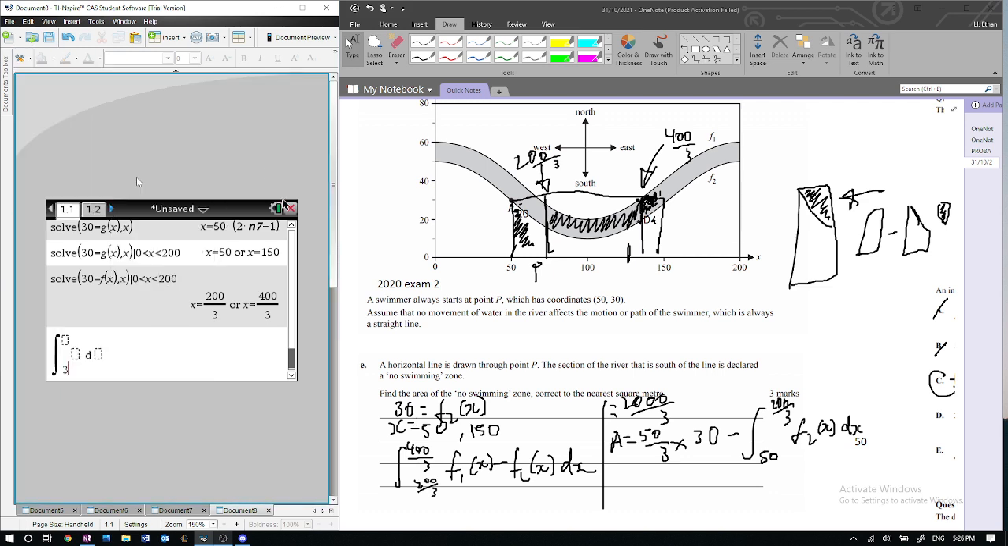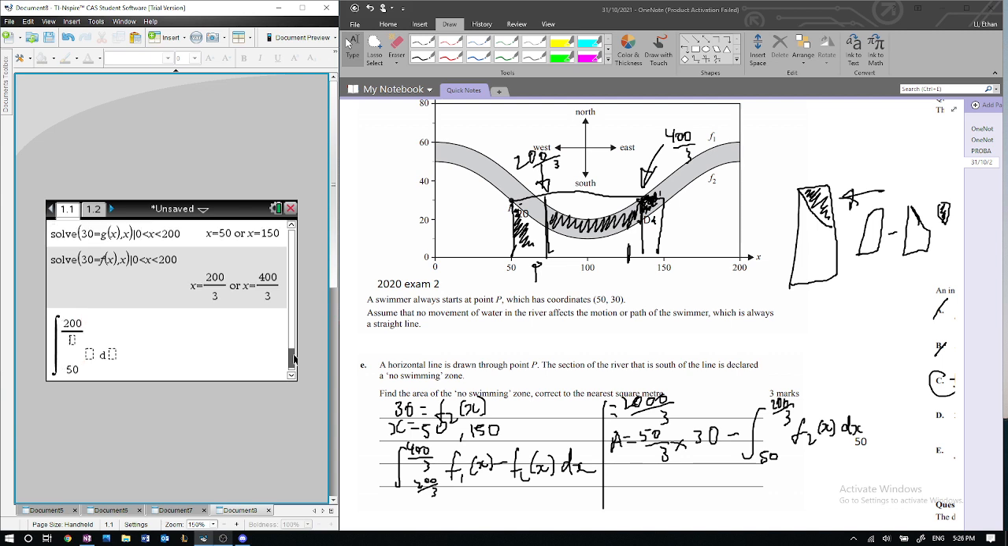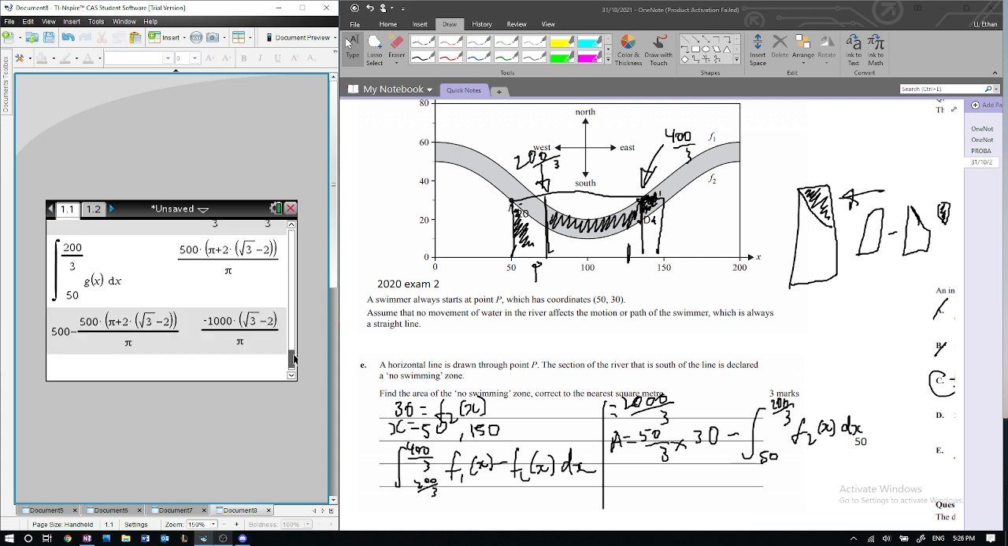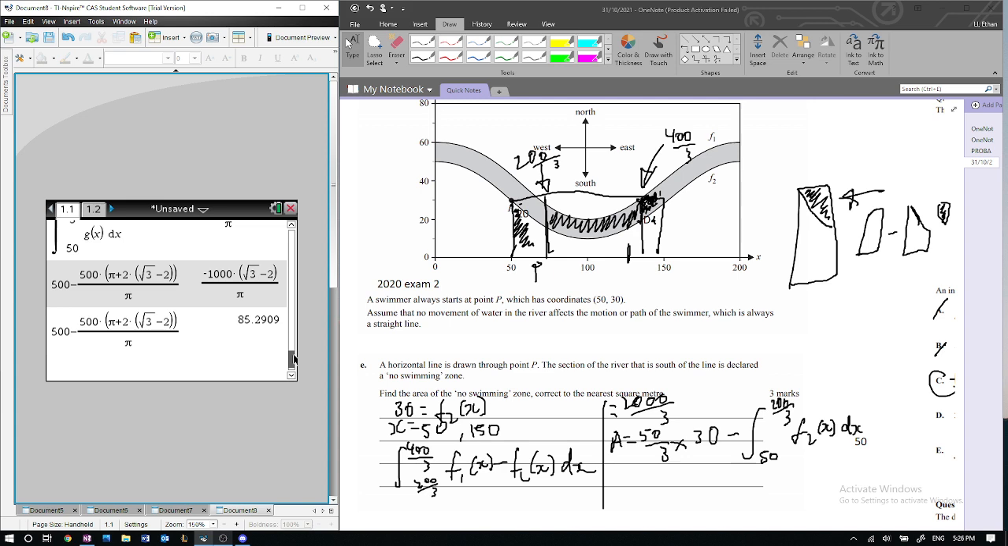Integral, 50 to 200 on 3, g of x dx. Let's get that. 500 minus that. Okay, and it's positive now. I don't know what happened then, but okay, that's your actual area.